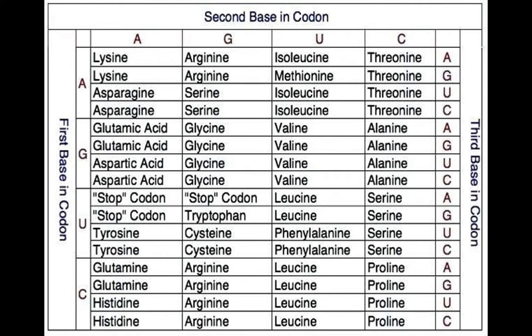So this is another type of codon chart. This might look a lot more confusing now, but it's actually not too bad. If you notice right here where it says first base in codon, that means the first letter. Up here at the top it says second base, that would be the second letter, and over here on the side it says third. So what you have to do is first find the row it's on, then find the column, and then find the specific letter that it's on.